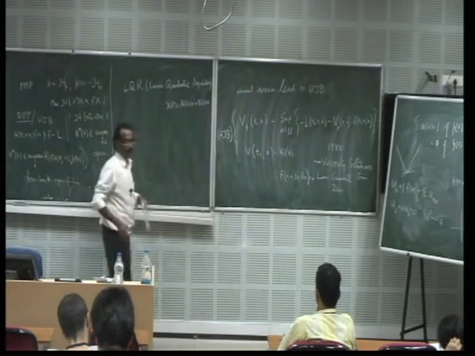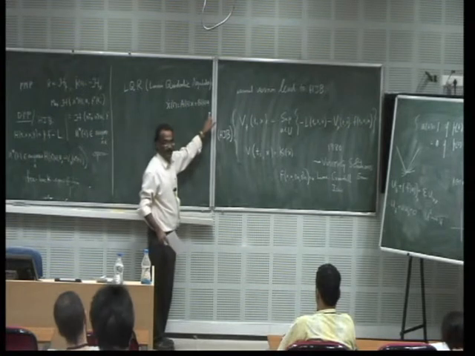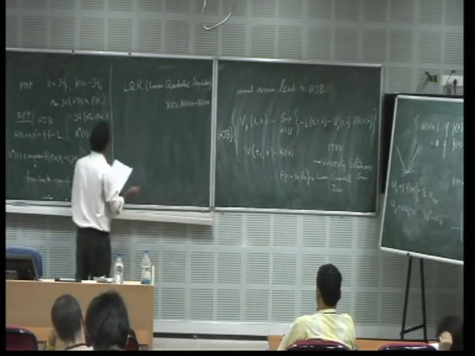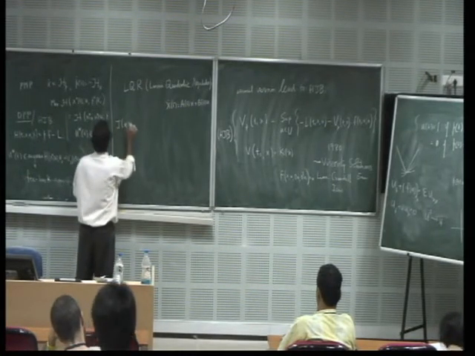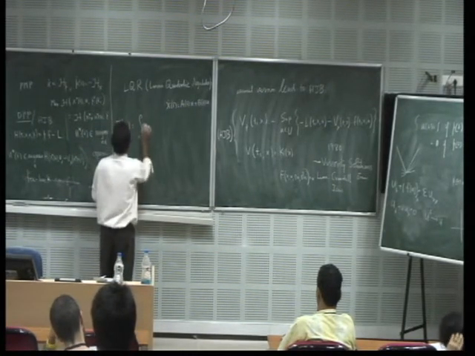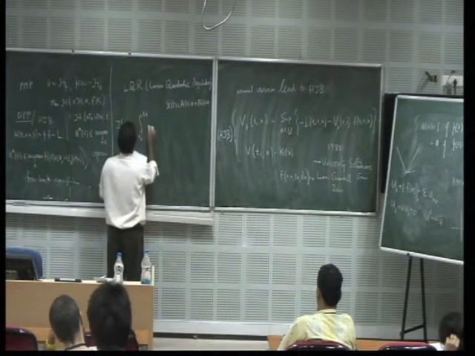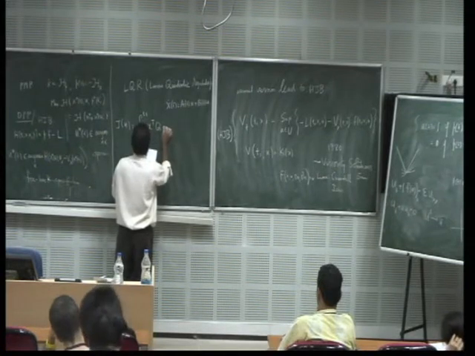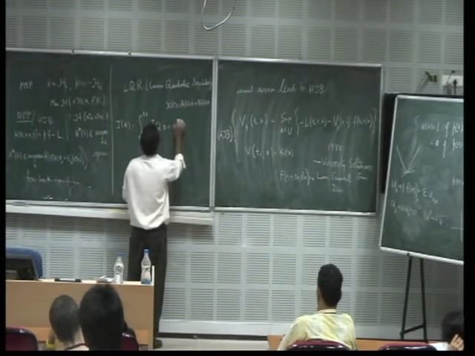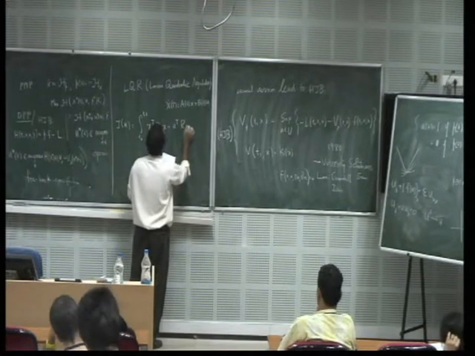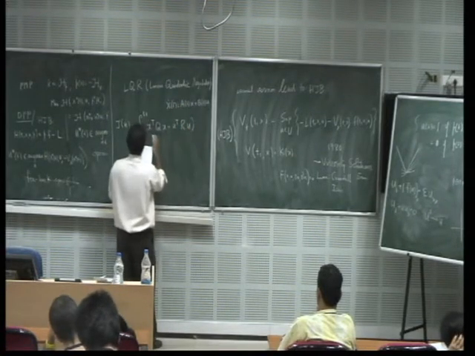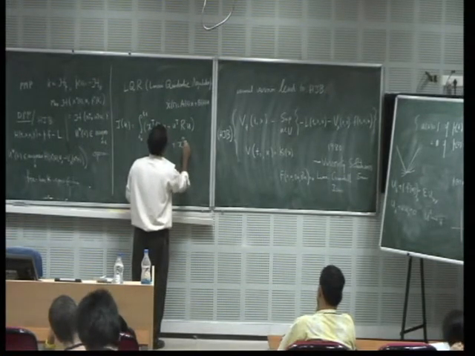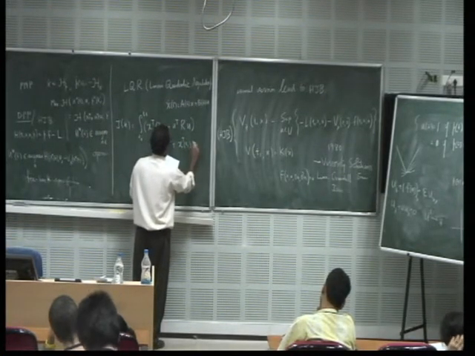You can work out, this is your f. You can write down everything in a simpler form. And your cost is quadratic. So you write down the integral from t0 to t1 of x transpose Q(t) x plus u transpose R u. There is one more term, a terminal cost: x transpose at t1 M x at t1.